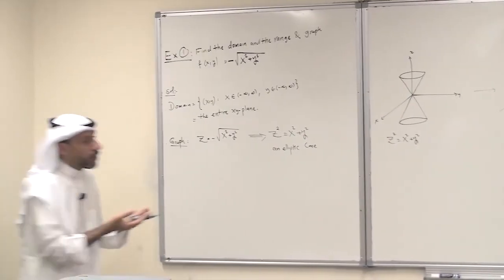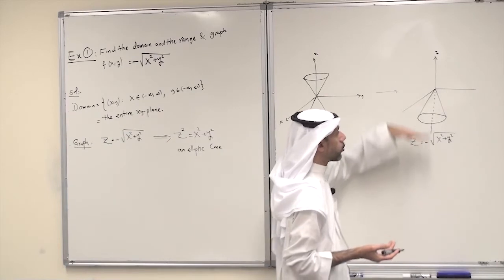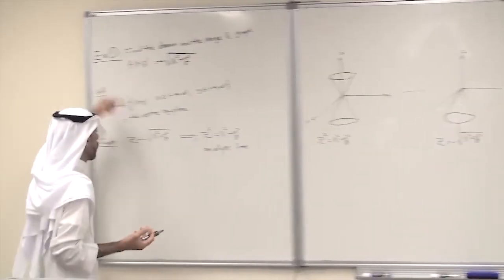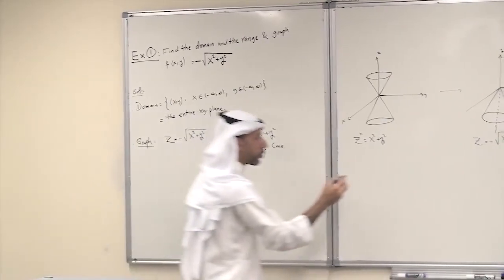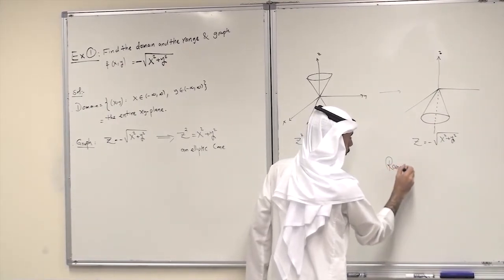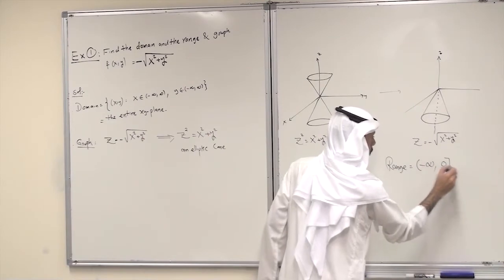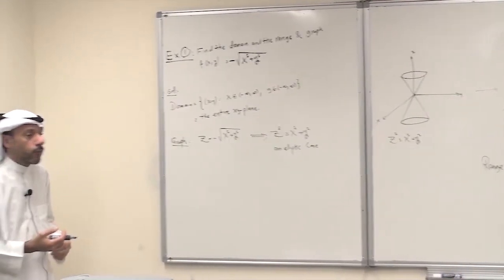Now from the graph, it is very easy to find the range. The range will be minus infinity to zero. So all possible values of z are negative numbers. So the range for the function will be minus infinity to zero. We can get it from the graph.